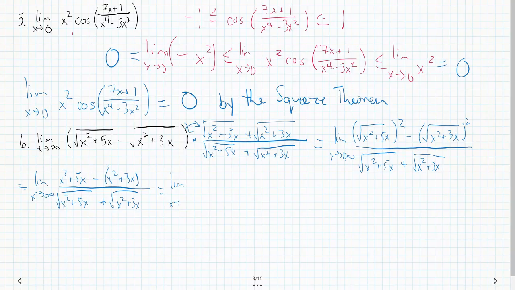Okay, so the numerator, what does that become? So we get the limit as x approaches infinity of, notice your x squareds will cancel. In 5x, we have to go minus that 3x, right? So 5x minus 3x is just 2x. And notice now what we have down below: the square root of x squared plus 5x plus the square root of x squared plus 3x.